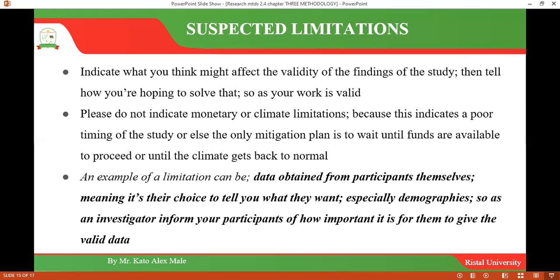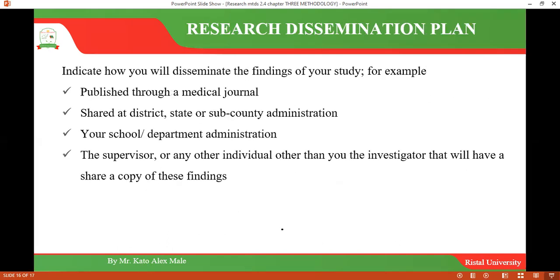Explain to them, please give me valid data because of this and this, and proceed telling them the importance of them giving you valid data. Proceed to tell them how the data they give you will be utilized, so that you can be reliable for them to give you their data. Otherwise, if you happen not to be serious in front of them, they will tell you even wrong ages, or age groups for that case. Okay. That is the suspected limitations.